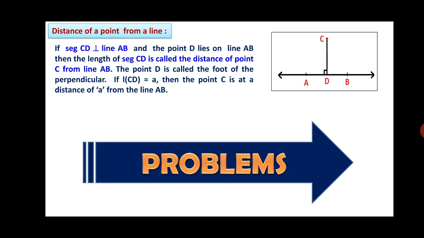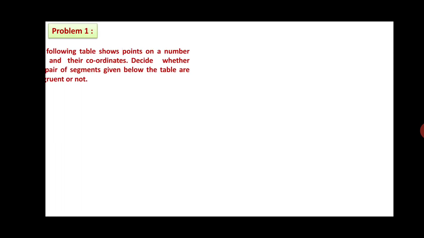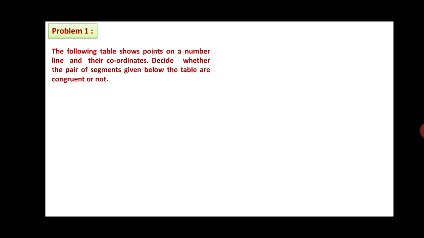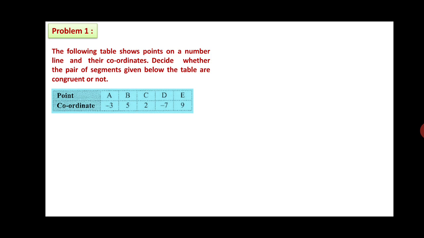Friends, we'll see some problems that are based on the content. The number one problem. The following table shows points on a number line and their coordinates. Decide whether the pair of segments given below the table are congruent or not. Consider the table. Here the coordinate of A is -3, B is 5, C is 2, D is -7 and E is 9. We have to compare segment DE and segment AB, then segment BE and segment AD.